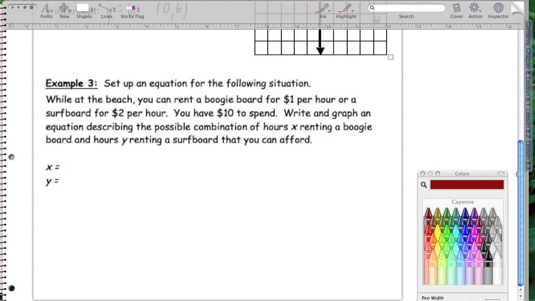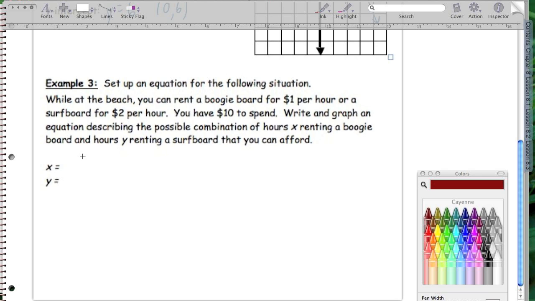All right, last one is example 3. Here they want us to set up an equation for the following situation. While at the beach, you can rent a boogie board for $1 per hour or a surfboard for $2 per hour. You have $10 to spend. Write and graph an equation describing the possible combination of hours X renting a boogie board and hours Y renting a surfboard that you can afford.